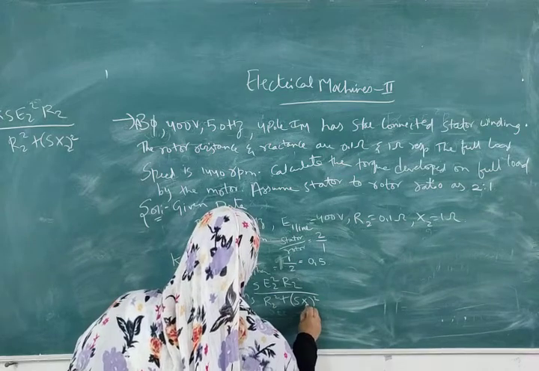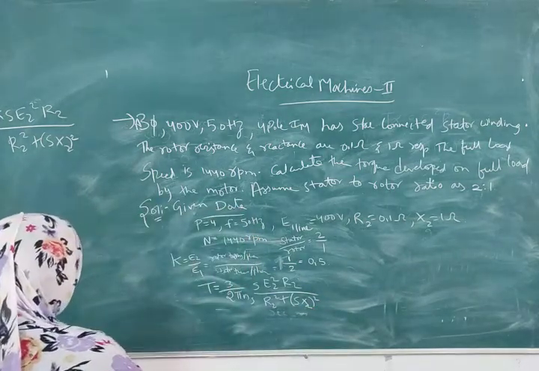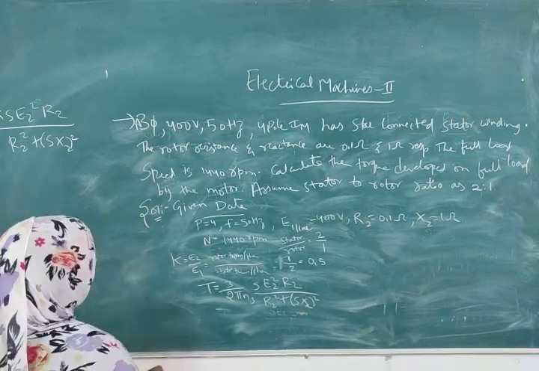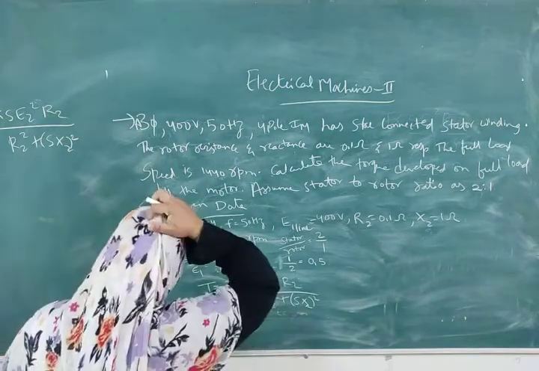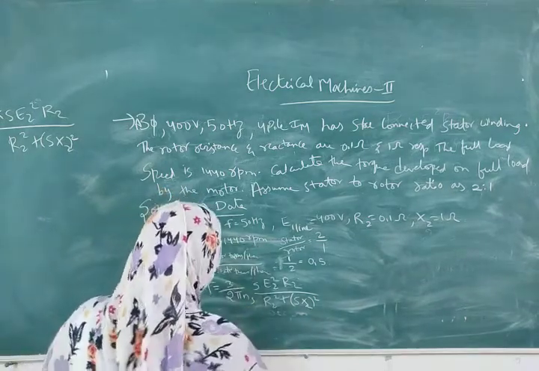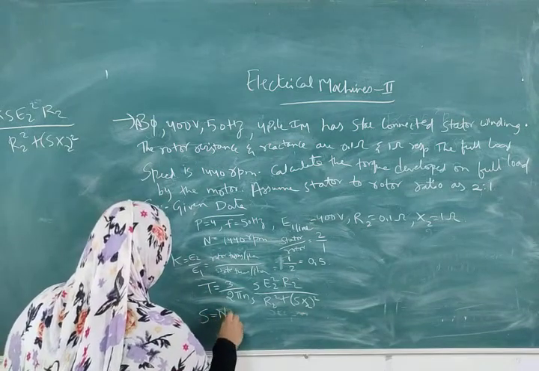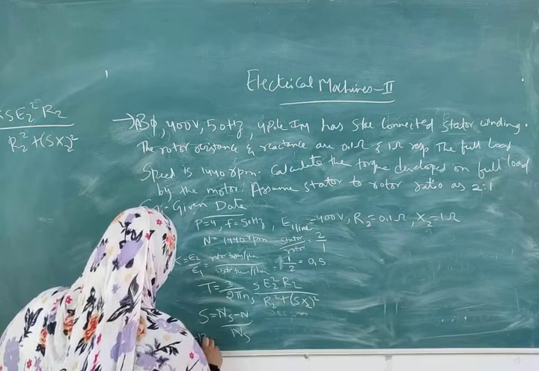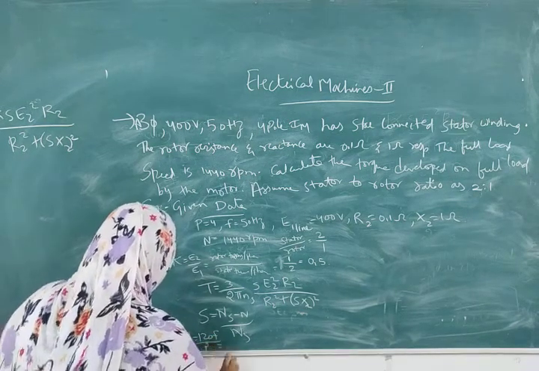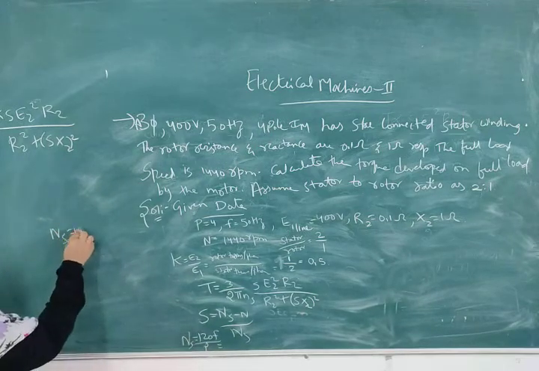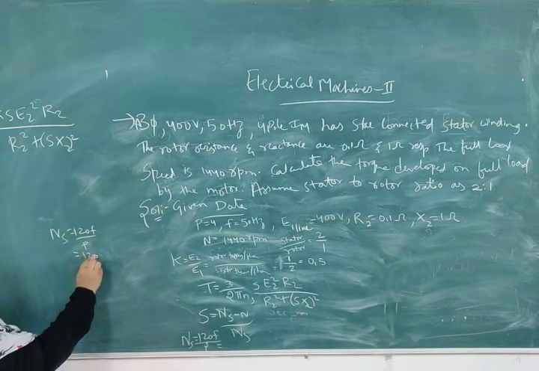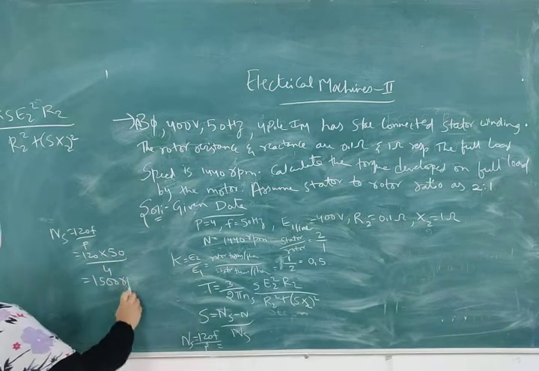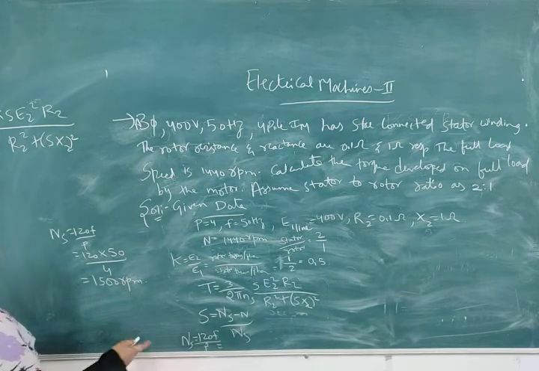So what parameters do we have to find out here? R2 and X2 are given here. E2 we have to find out, because this is line voltage, we have to find phase voltage. S we have to find out. How to find out S? What is the formula for S? S is equal to (Ns minus N) by Ns. So first we need to calculate the Ns value. Ns is equal to 120 F by P. 120 into 50 by 4, that is 1500 rpm. Ns is 1500 we got.